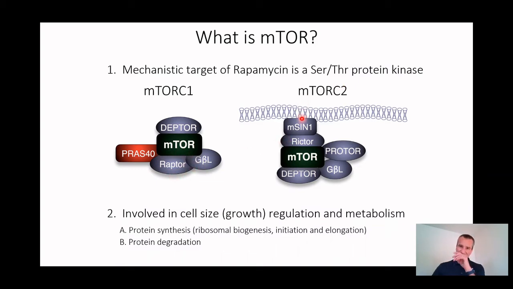And then mTOR complex 2 also has this protein in it, mSIN1. And mSIN1 is thought to do a number of different things, but one thing that it's thought to do is localize this complex to membranes within the cell.